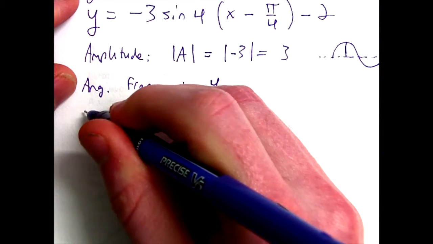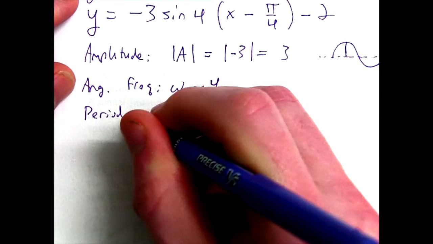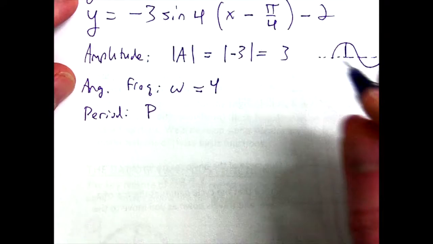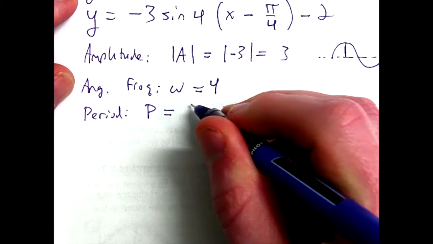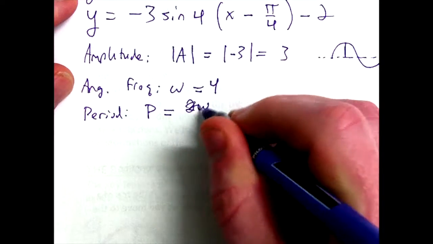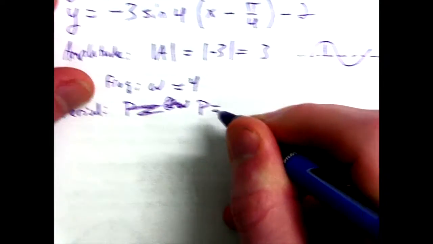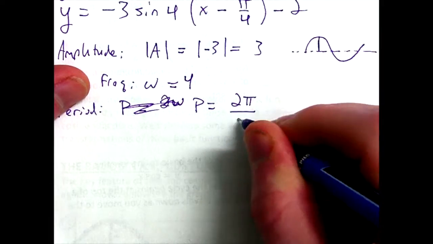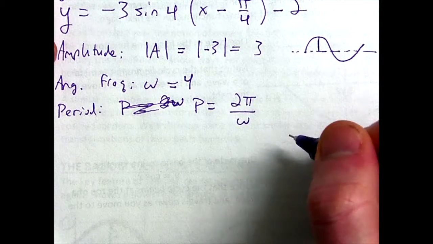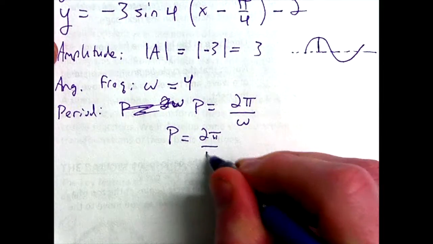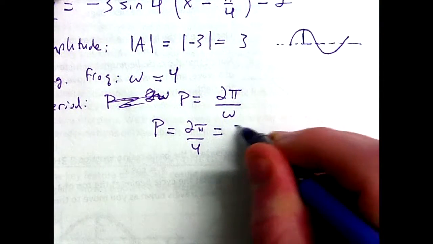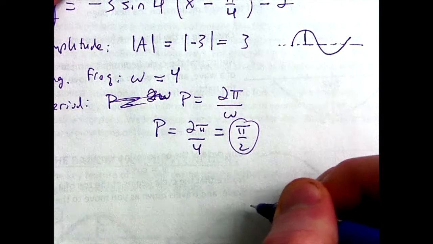So what is the period? Well, if you remember, there's this formula, which I circled on the previous page. The period is given by this formula dependent upon omega. Oops, sorry. So it's P equals 2 pi over omega. If we plug in omega, we find that P is equal to 2 pi over 4, which reduces to pi over 2. So that is the period.